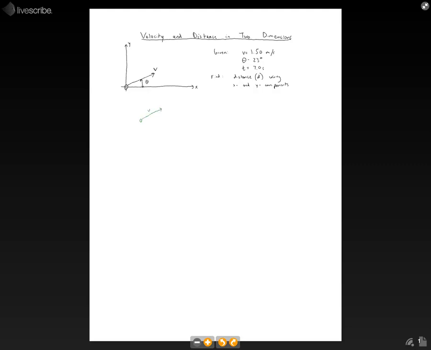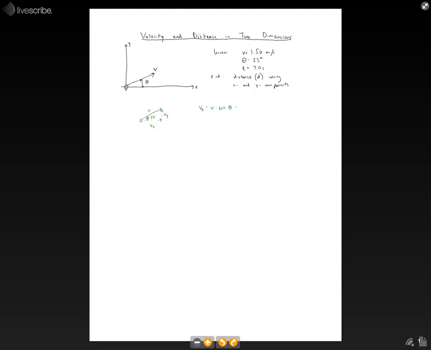Here you have your velocity, and you can break it into the x component, and here you can break it up into its y component. And we still know our angle in there. We know that that is 23 degrees. So we'll just have to do a little bit of trig to find the velocity in the x and y directions. The velocity in the x direction should be equal to the total velocity multiplied by the cosine of the angle that we have.